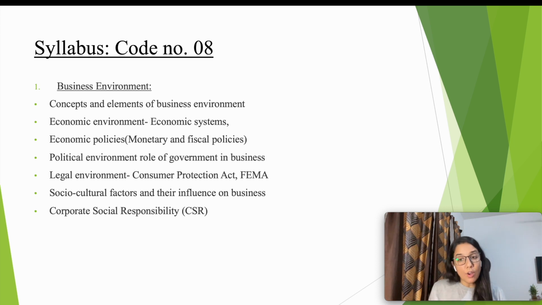Then legal environment, Consumer Protection Act. They can even ask a match the following question, such as when the Consumer Protection Act came. Then they can ask questions related to FEMA, such as what the organization was before FEMA, was it FERA, or they can provide other options. They can even ask when it was established.